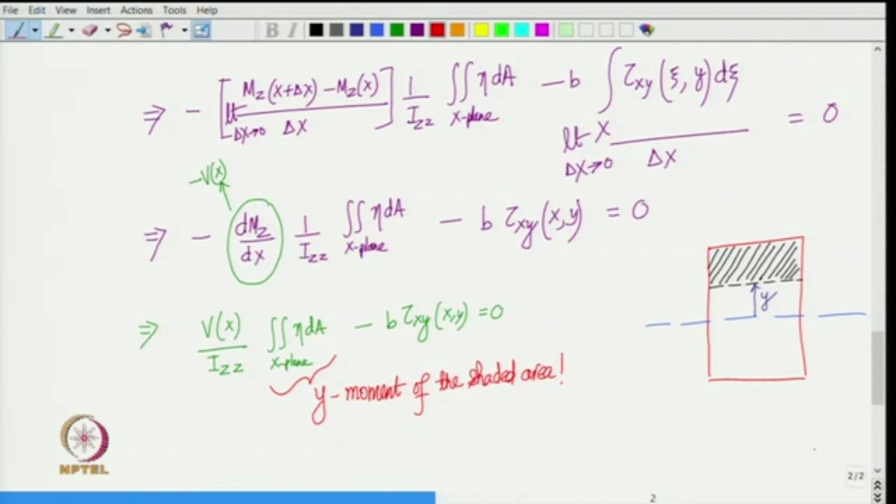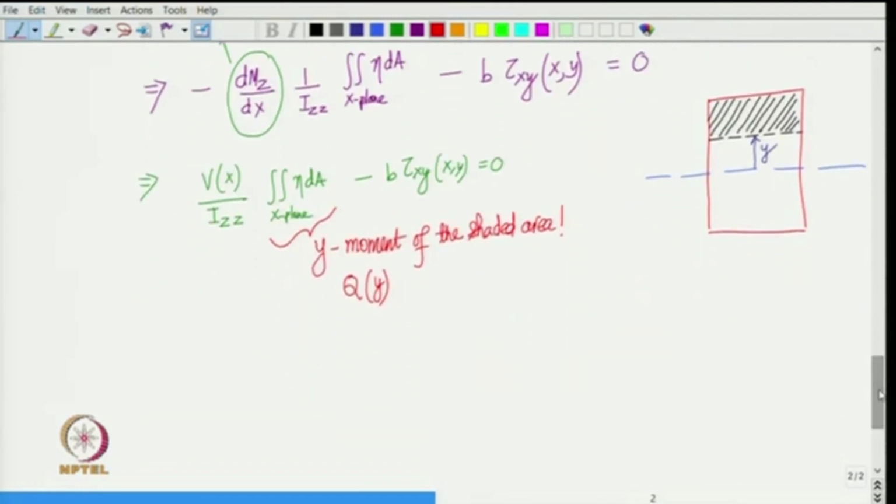So, first moment in the y direction, which we will denote by q, okay, and it is a function of y, because you see the shaded area, it starts from y and goes up to h by 2. So, as you change your y, the shaded area is going to change, and likewise the first moment of the shaded area is also going to change, is it not?